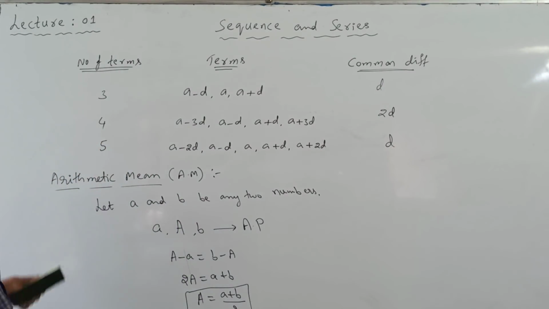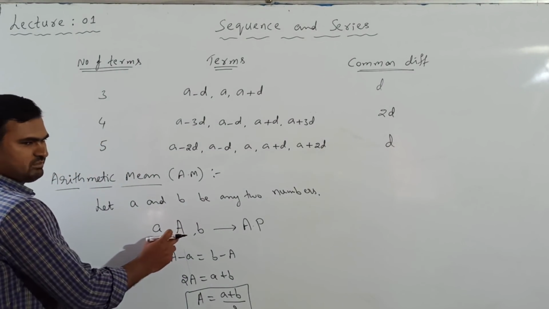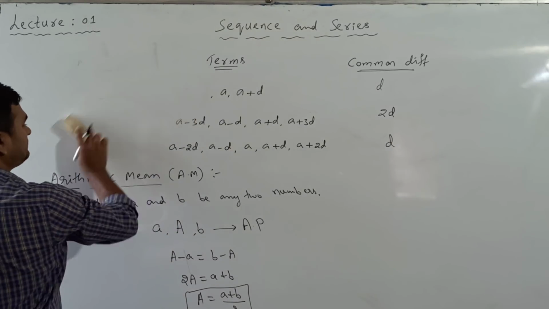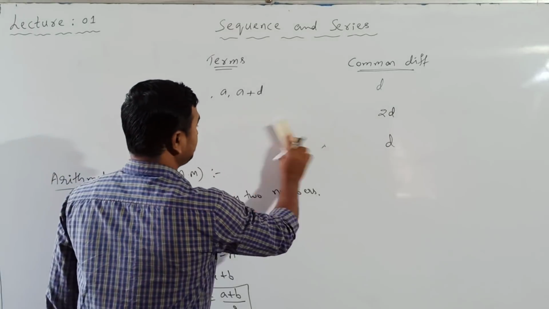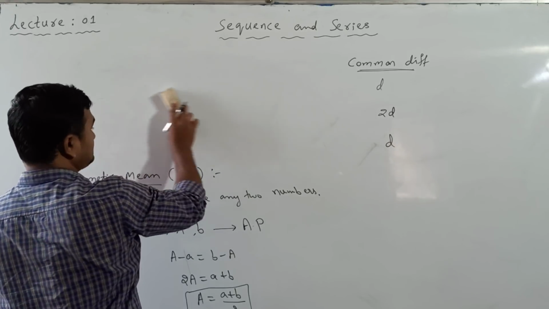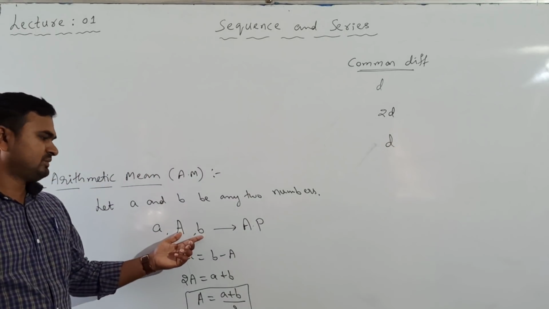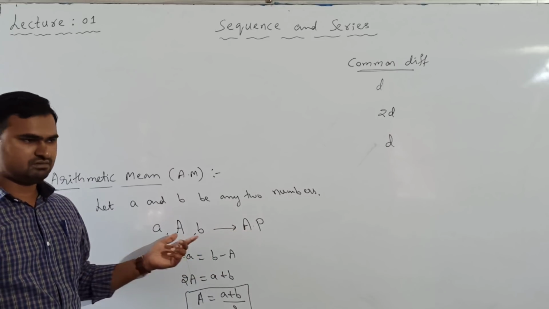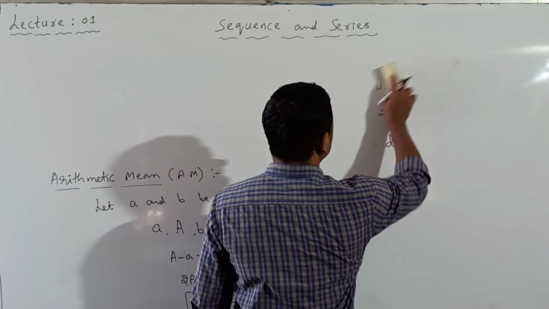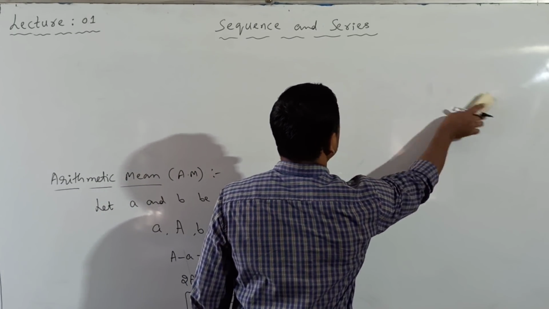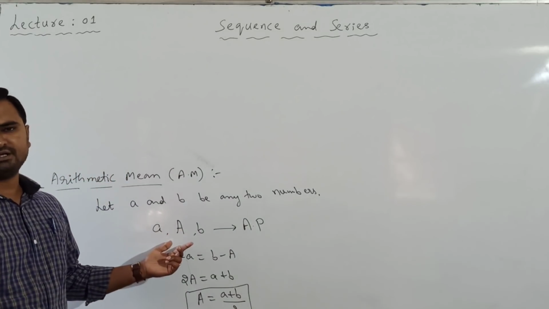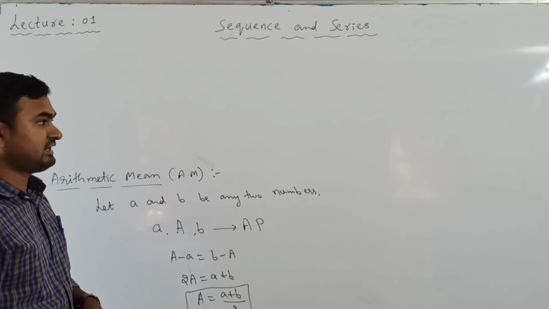Now you can think: can we insert only one number between a and b? Why not more than one number? If we insert more than one number in between a and b, for them to be arithmetic means, the resulting sequence should again be an arithmetic progression. Only then are they called arithmetic means. So we can insert not only one number, but n arithmetic means in between two given numbers a and b.